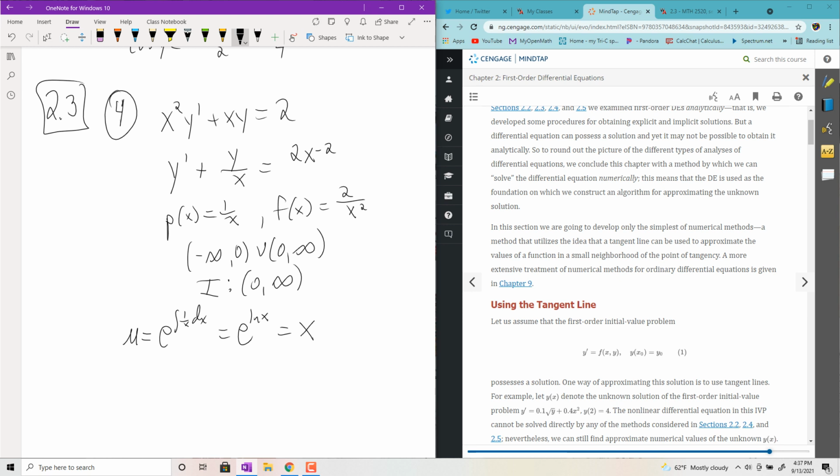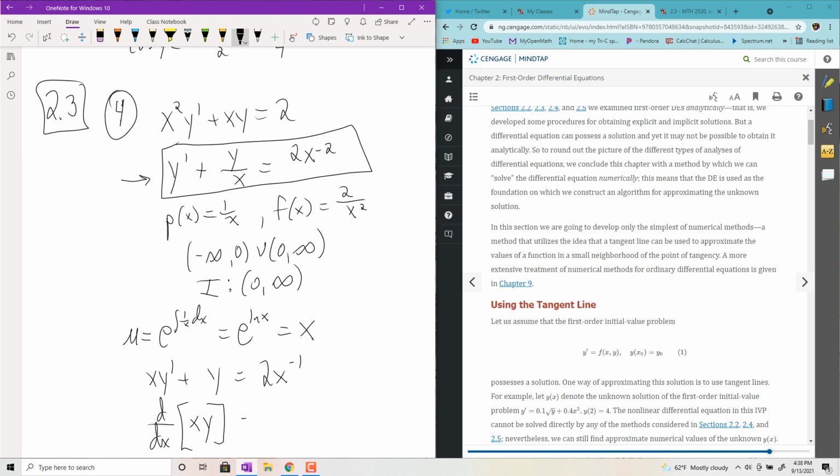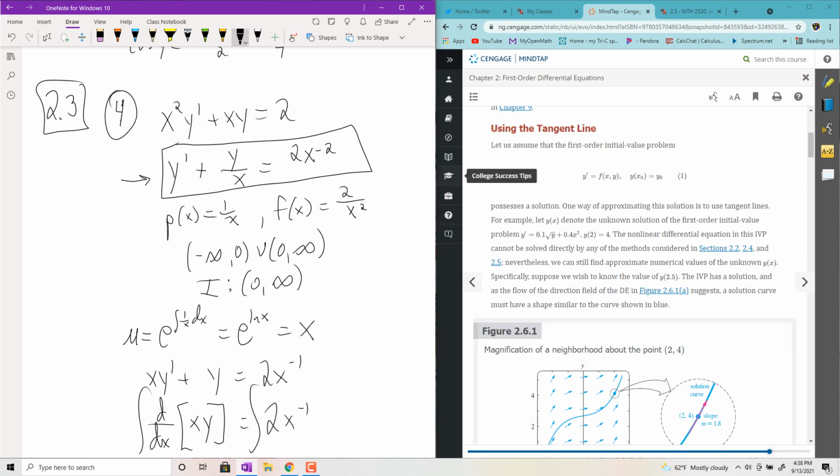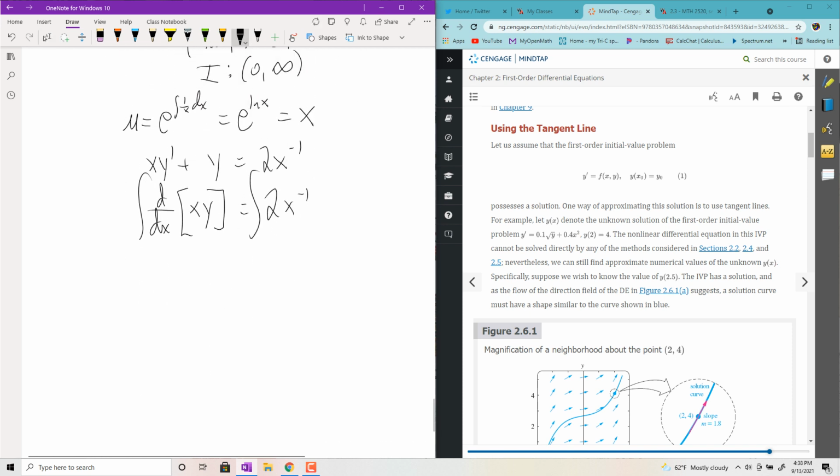So then you have to go back and multiply the original form, it has to be in this form, by x. So you get xy prime plus y equals 2x to the negative 1 now. Then you collapse it. It'll always be mu times y. On the other side, 2x to the negative 1. Integrate both sides with respect to x. So on the left, the integral and the derivative cancel. You have xy. On the right, you're doing a power rule. Whoops, you're not, right? Because that's the one integral you can't do the power rule on.